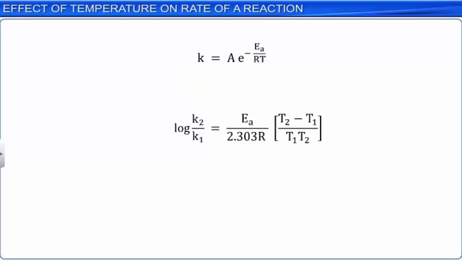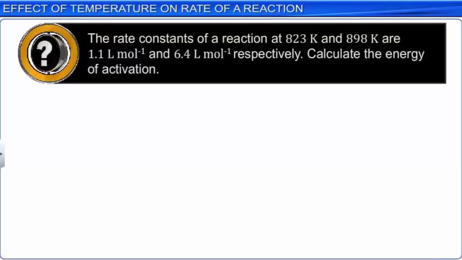Now let us solve a numerical problem. The rate constants of a reaction at 823 Kelvin and 898 Kelvin are 1.1 liters per mole and 6.4 liters per mole respectively. Calculate the energy of activation.